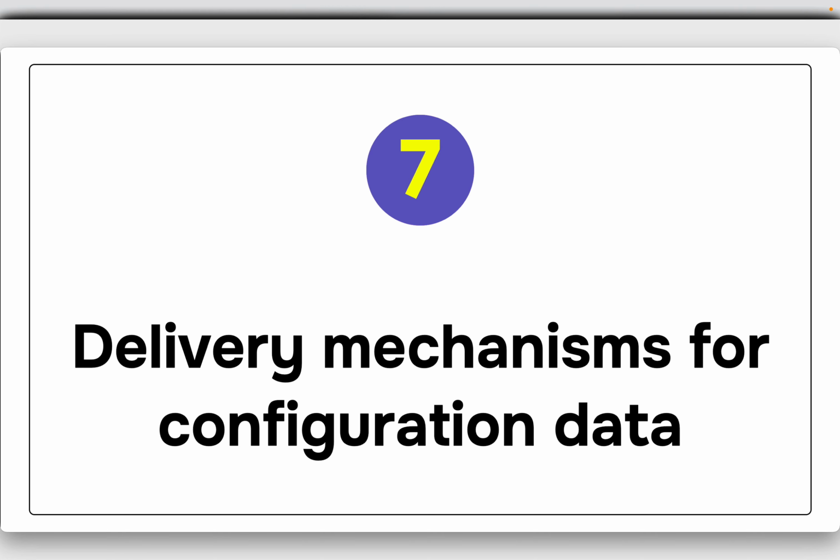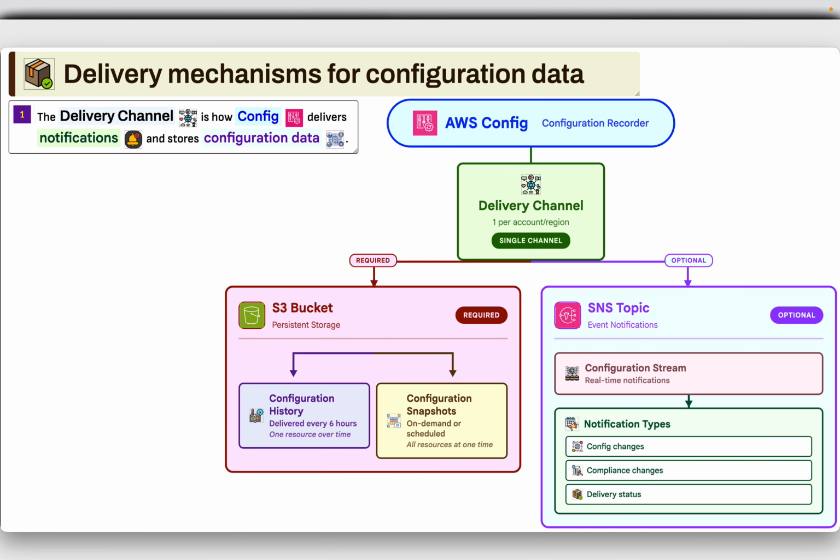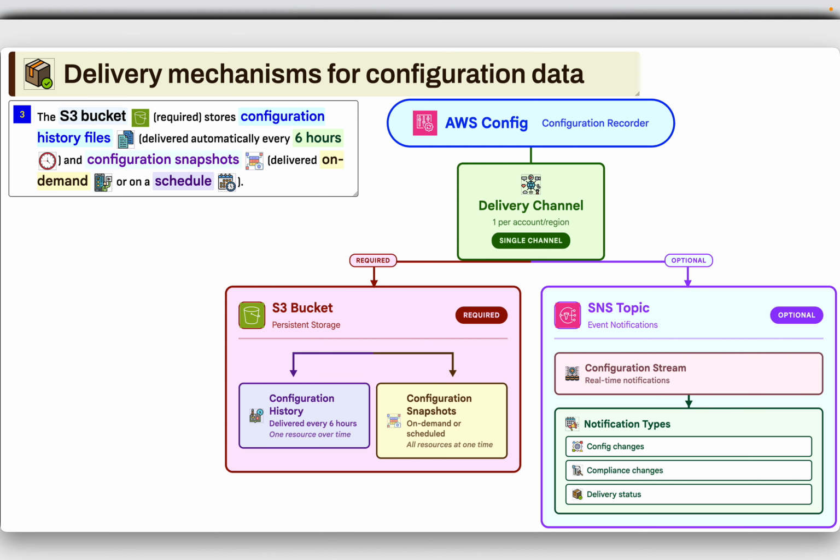Seventh topic is delivery mechanisms for configuration data. The delivery channel is how config delivers notifications and stores configuration data. So this is a single channel, each account, and for every region, it supports one delivery channel with two components. And these are the two components. First one is the S3 bucket. The S3 bucket is required and stores configuration history files delivered automatically every 6 hours, and configuration snapshots, which is delivered on demand or on a schedule.